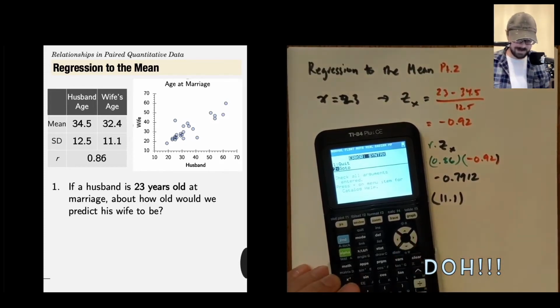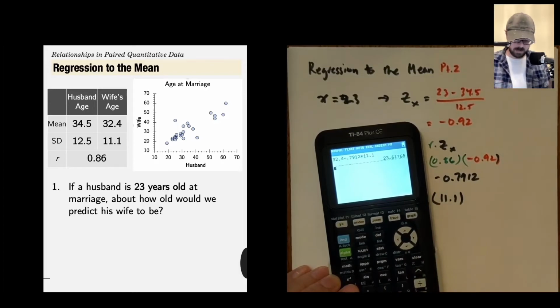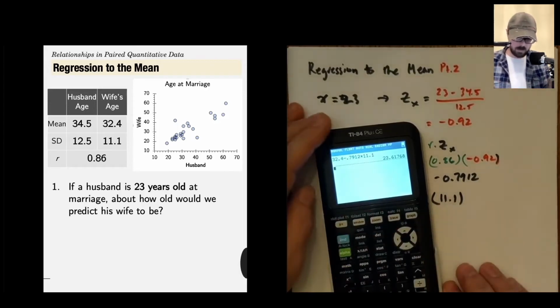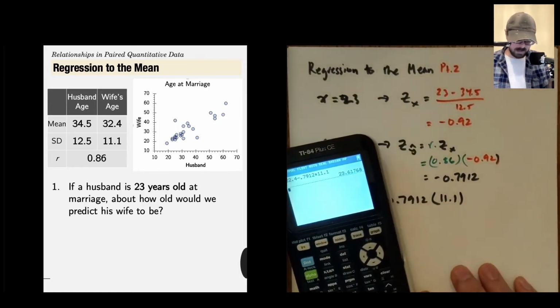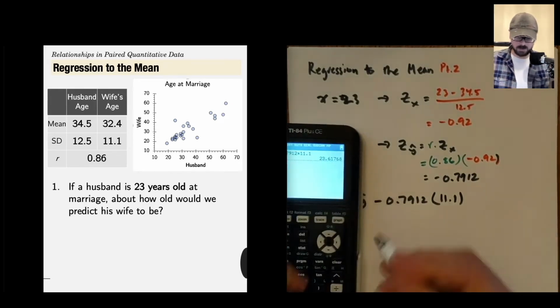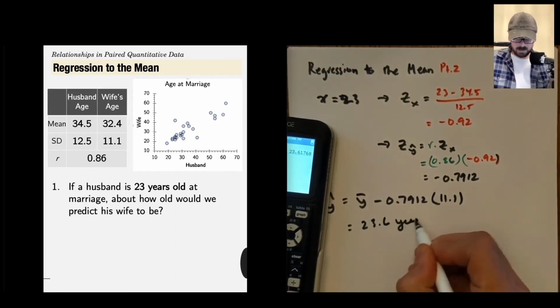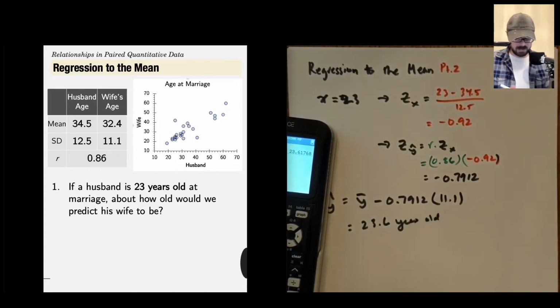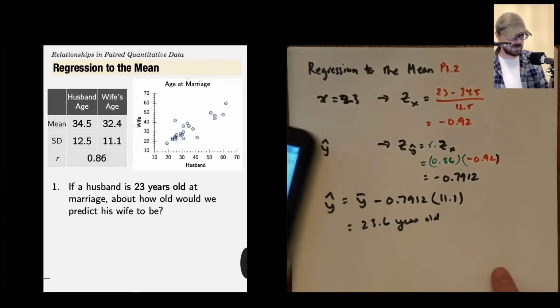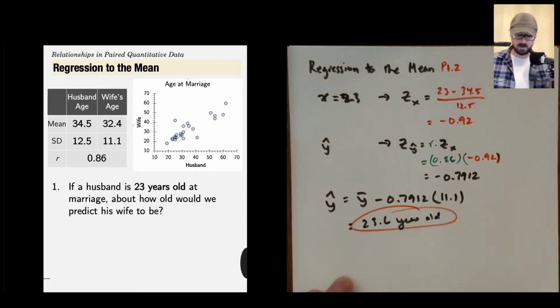Syntax error. What did I do there? I had a closed parenthesis without an open parenthesis. 23 point, is that right? 23.6 or so years old. 23.6 years old. And so, fun fact, for me being 23 years old, based on this data, it predicts that my wife would have been slightly older than me.